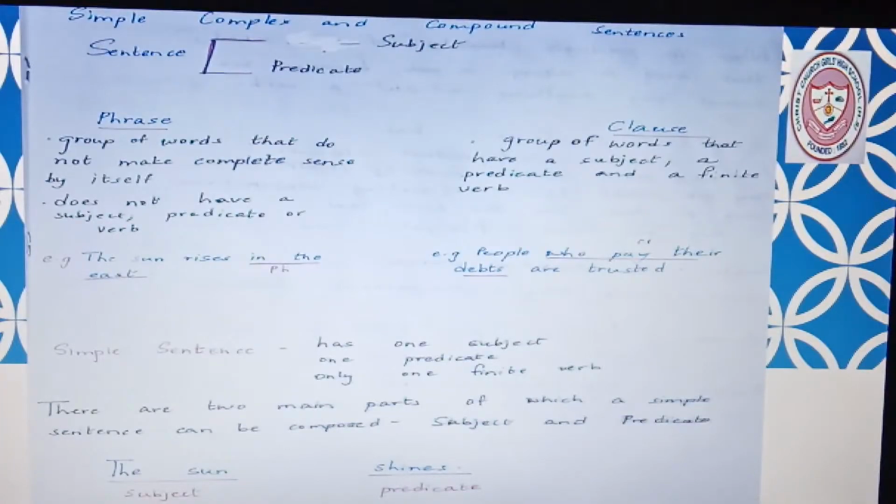Now we'll do simple, complex, and compound sentences in detail. Before proceeding into the chapter, we have to understand what a sentence is. We have done sentences and kinds of sentences previously. A sentence is a group of words which convey a complete meaning. And each sentence is divided into the subject and the predicate.